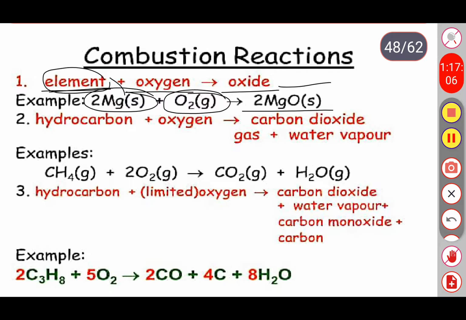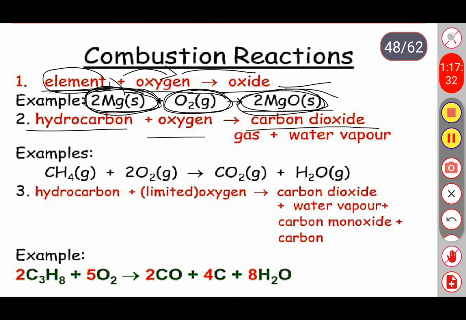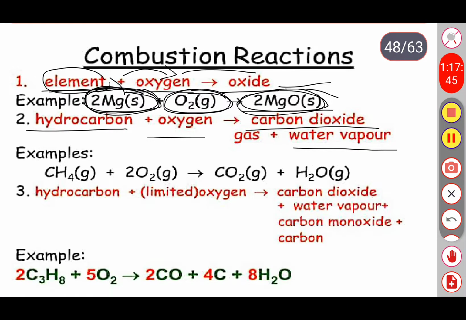Next one, hydrocarbons. When hydrocarbons are combined with oxygen, what do they form? Carbon dioxide. In the previous slide we already discussed this, no? Carbon dioxide and water vapors along with heat and light. So when methane is combined with oxygen, it forms carbon dioxide and water along with heat and light. These are some examples for combustion reaction.